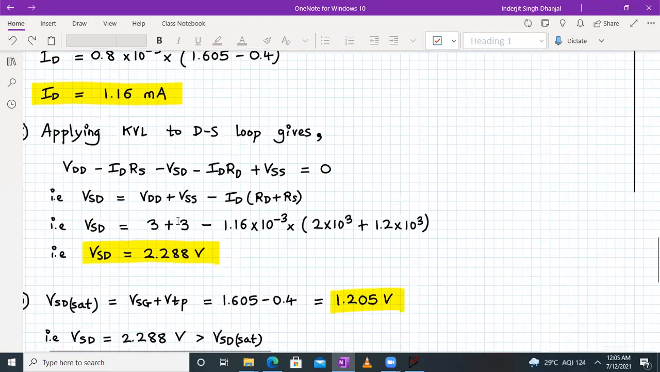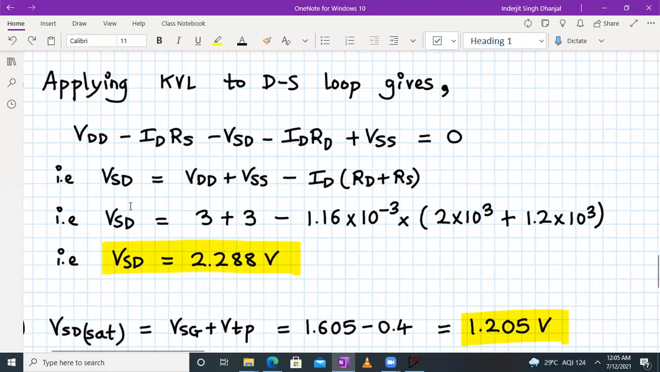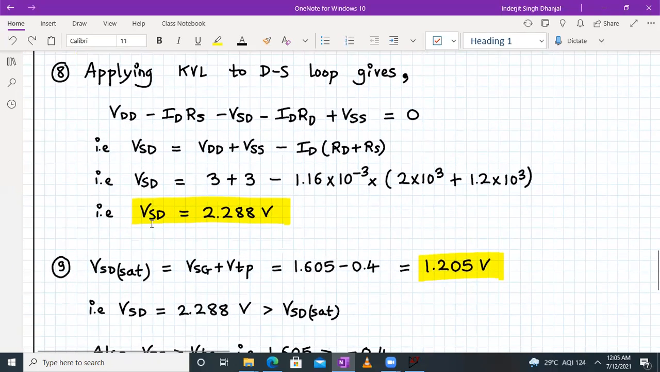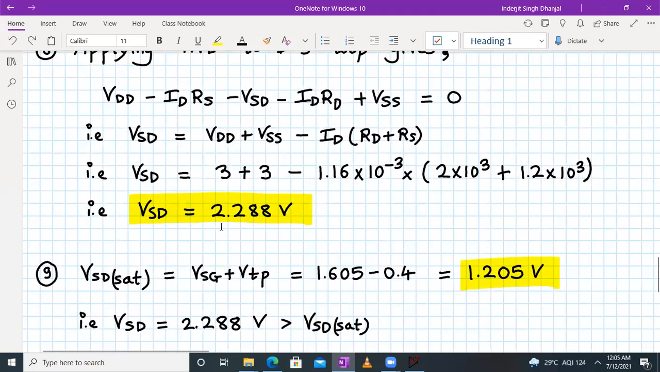So VSD will be given by VDD plus VSS minus ID into RD plus RS. All the values are available to us. VDD, VSS, ID we have calculated, and RD and RS are given to us. So plug in all the values in a calculator and you will get the value of VSD as 2.288 volt.